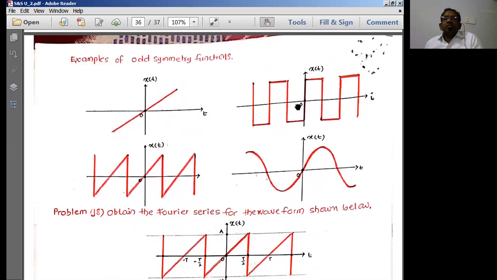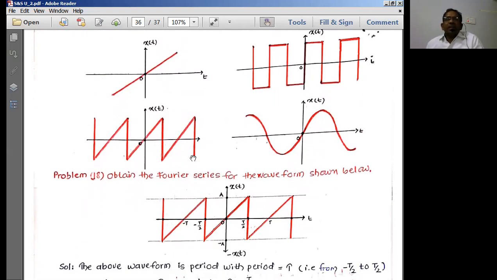So after 0, we have positive value. Before 0, what we have? Negative side. Similarly here, after 0, I have increasing positively. Before 0, it is simply increasing in the negative direction. Exactly the reverse is happening here.